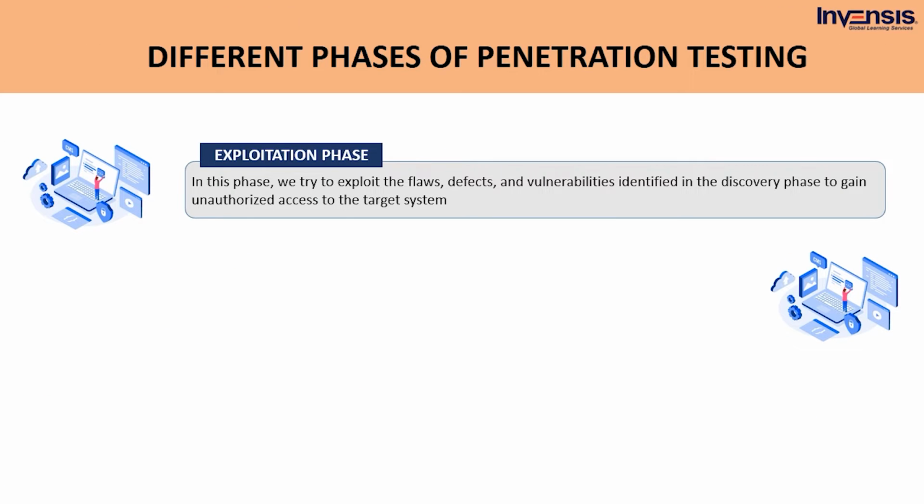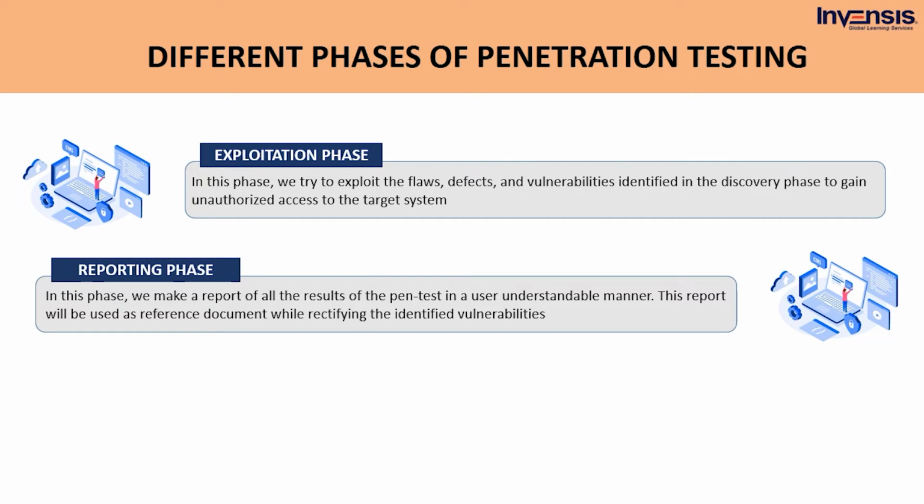Exploitation phase. In this phase, we try to exploit the flaws, defects, and vulnerabilities identified in the discovery phase to gain unauthorized access to the target system. Reporting phase. In this phase, we make a report of all the results of the pen test in a user-understandable manner. This report will be used as reference document while rectifying the identified vulnerabilities.